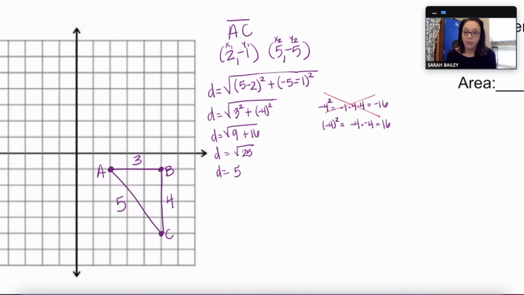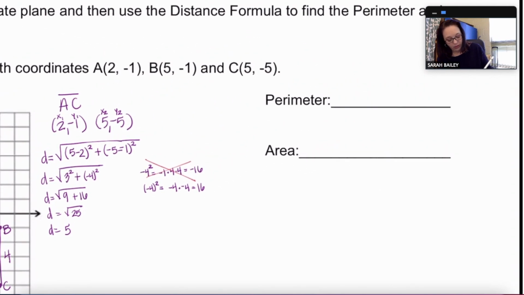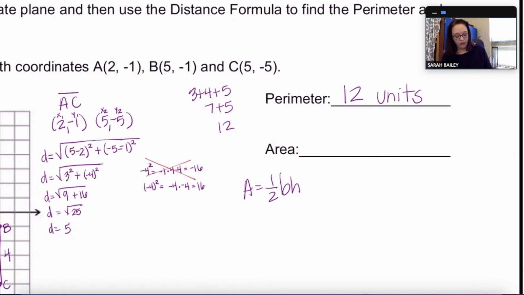So to find the perimeter, remember we're going to add up all sides. So 3 plus 4 plus 5. So that's what? 7 plus 5 is 12. So just write 12 units. And then area is equal to 1/2 base times height, right? Area of a triangle, I should say.